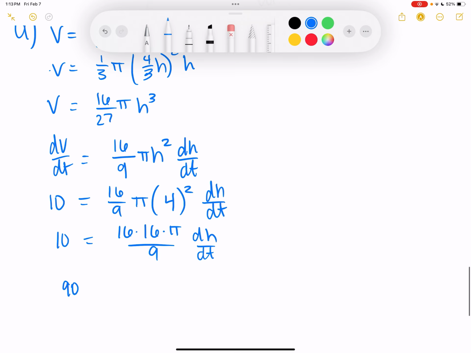So 90 over 16 times pi equals dh dt. Rewrite that as 256 pi.